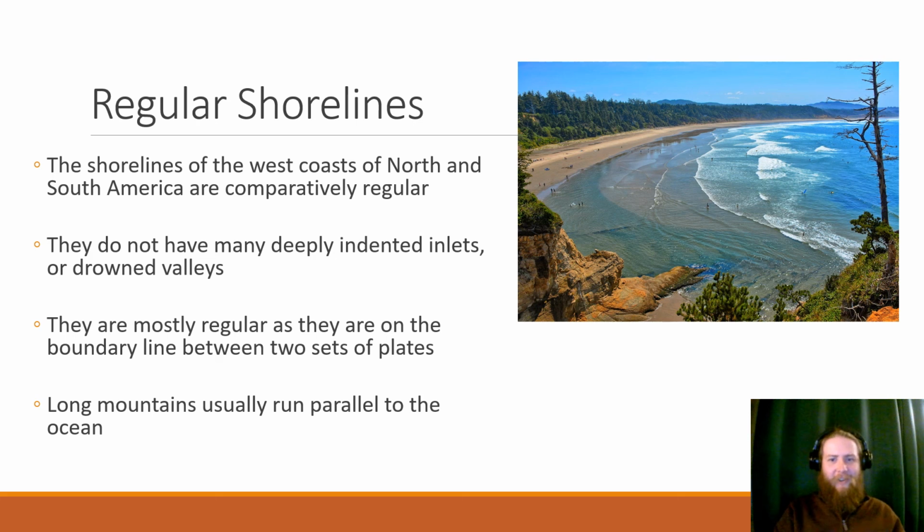All right, regular shorelines. The shorelines of the west coast of North and South America are comparatively regular compared to the irregular ones on the east coast. They don't have very many deep indented inlets. They don't have drowned valleys. They're mostly regular as they're on the boundary line between two sets of plates. There are usually long mountains parallel to the ocean because these plates have undergone some subduction, making these really, really long mountain ranges. They have these really, really nice beaches.